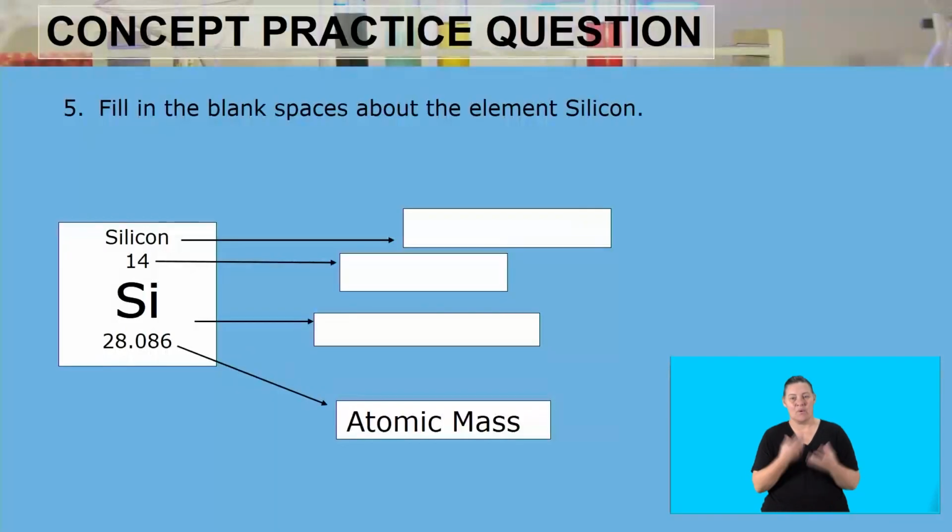So we have the following question now. It says, fill in the blank spaces about the element silicon. We need to know what each of those blank spaces mean and what they represent. So we have seen that the first one there is the name of the element, or the element's name. And then the second one there would be our atomic number.